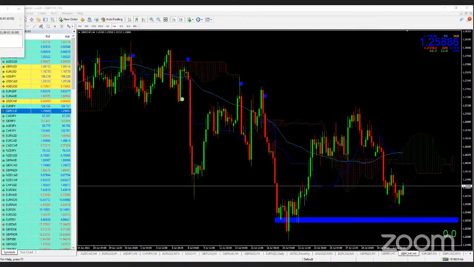This is the 4-hour time frame. Like I said, I prefer to have my harmonic patterns marked up or drawn out on the 4-hour, because one, it gives us time to get into the trade, and two, it gives us a good risk to reward.